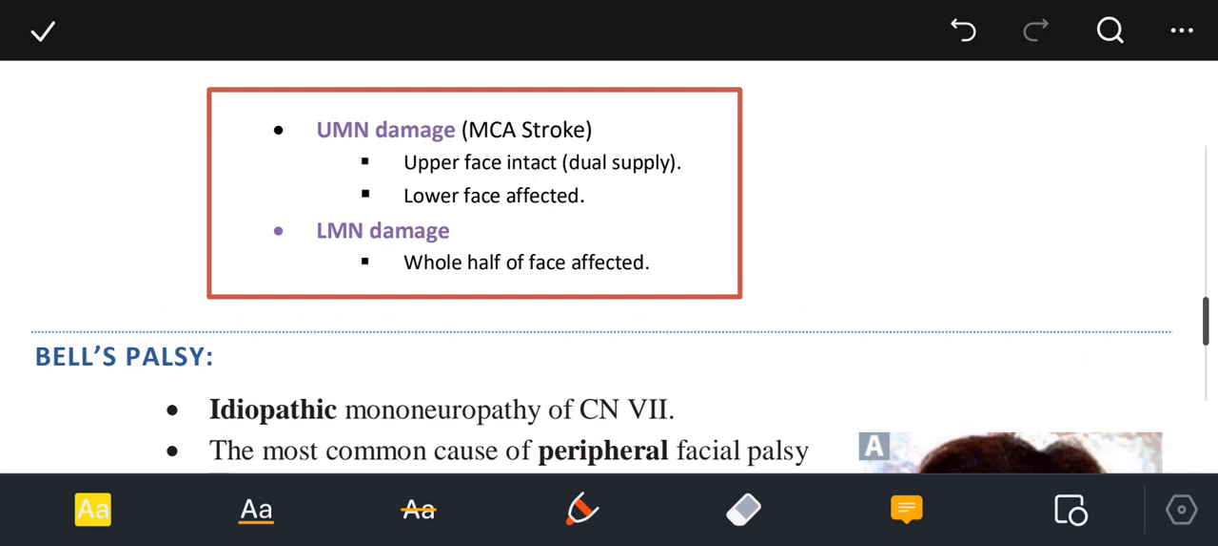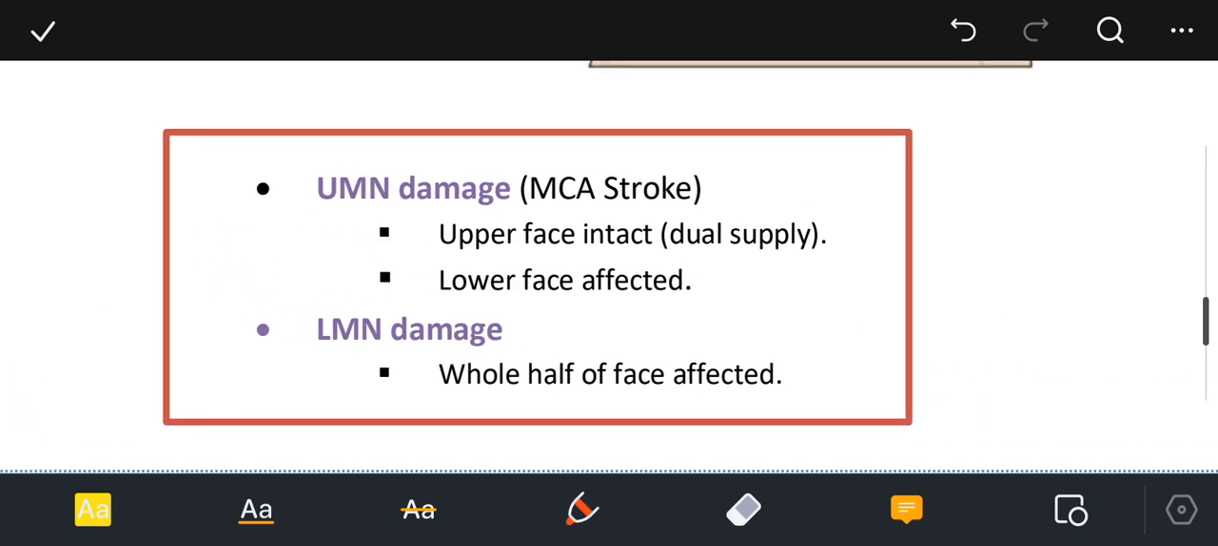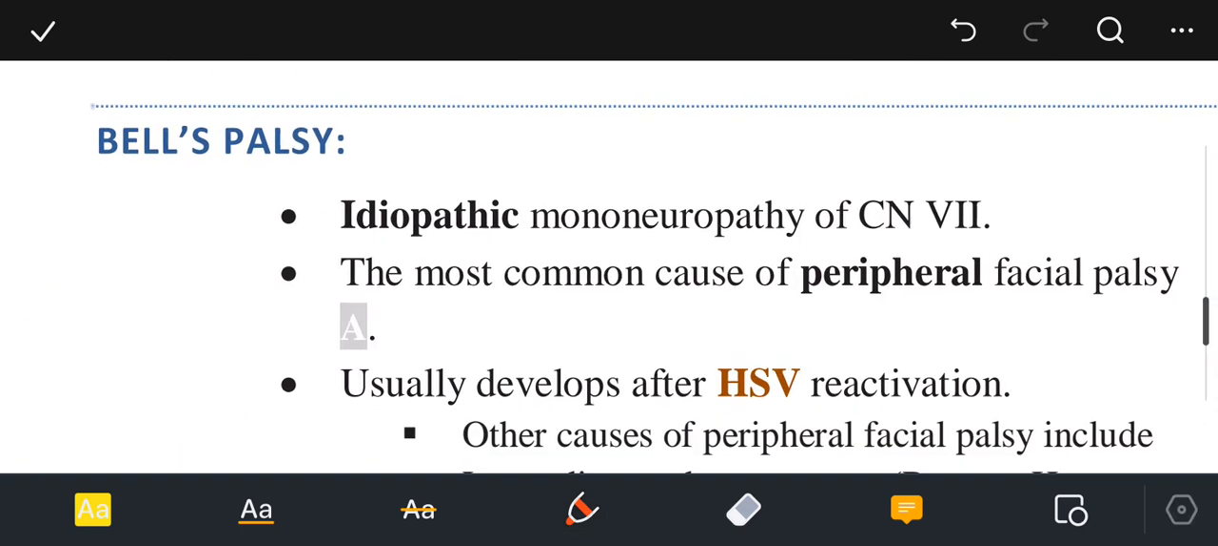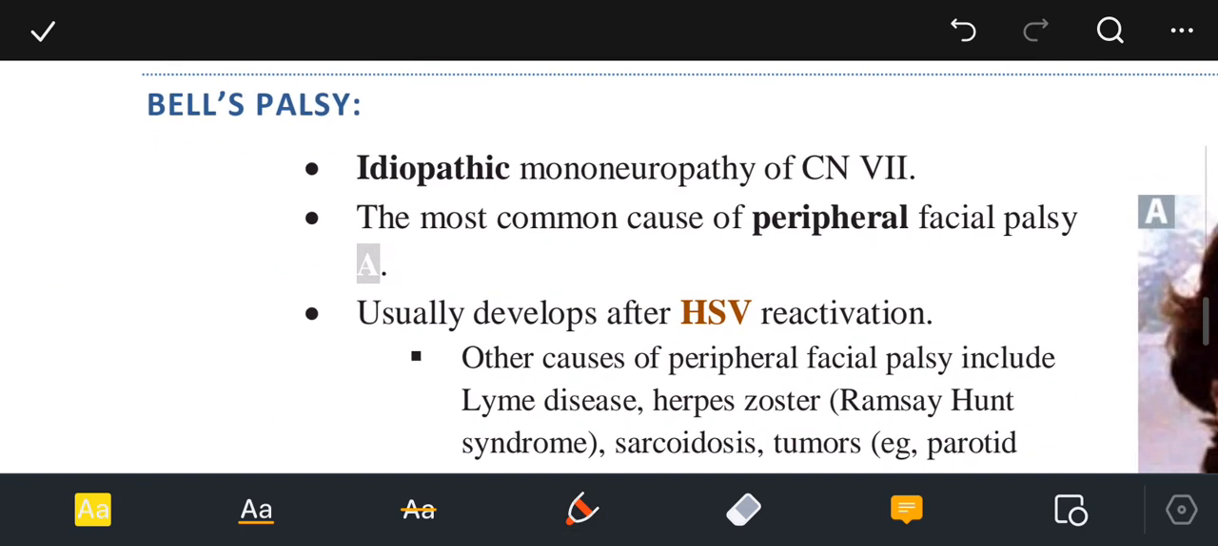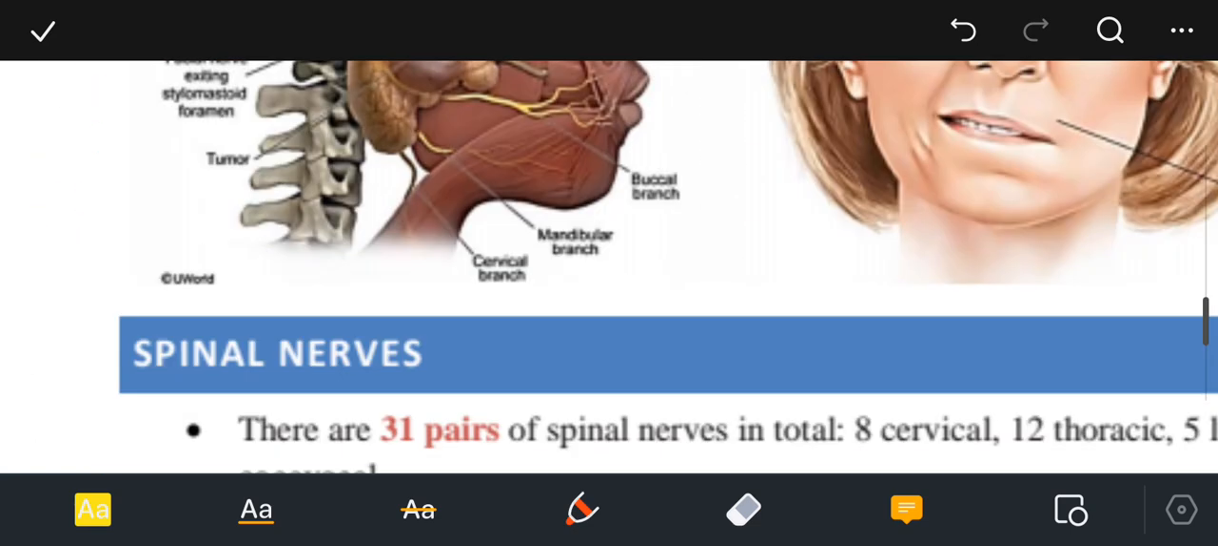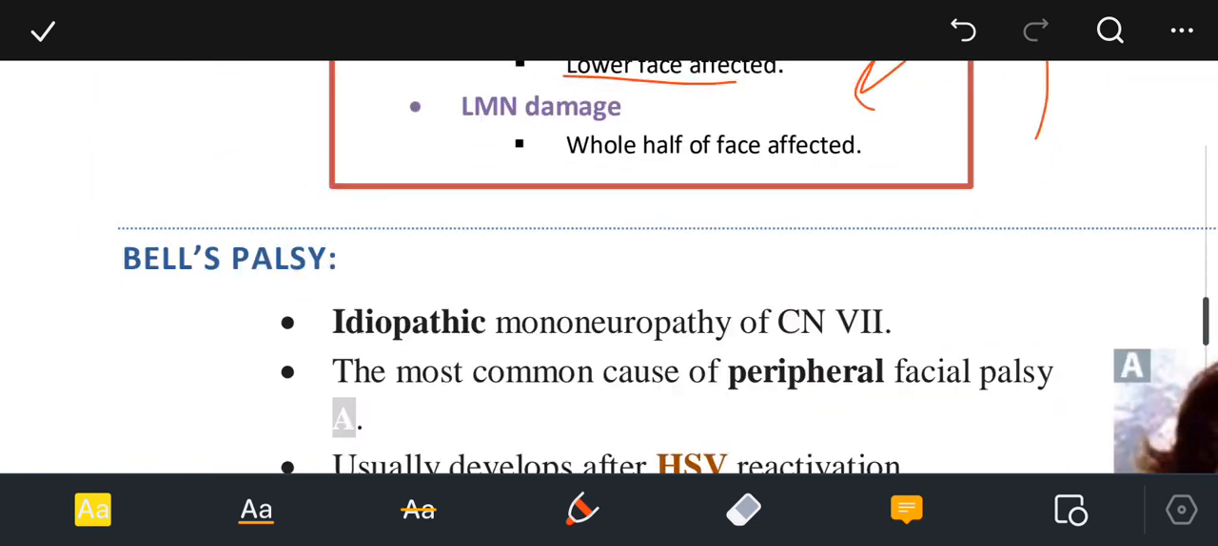The next point is that upper motor neuron damage is caused by a middle cerebral artery stroke. The upper face will be intact because it has dual supply, and the lower face will be affected. In lower motor neuron damage, the whole half of the face will be affected. Then there is a thing that we call Bell's palsy. The very first thing that you must remember about Bell's palsy is that it is idiopathic. Bell's palsy is idiopathic mononeuropathy of the cranial nerve 7. We don't know the cause, but if there is idiopathic mononeuropathy of the cranial nerve 7, that is called Bell's palsy.